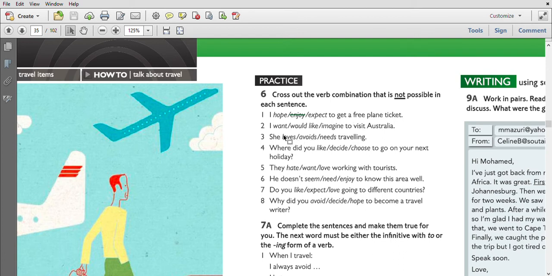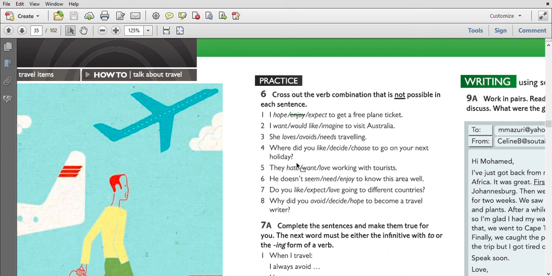She loves, avoids, needs traveling. Here we will cross needs because after needs we must use to travel. Where did you like, decide, choose to go on your next holiday? Here we will cross like. Where did you decide or choose to go on your next holiday? We cross like because after like we should use going.